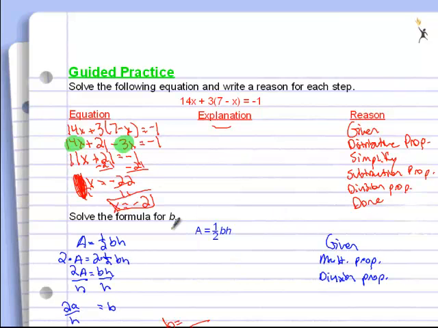Okay, hopefully you had enough time to solve this formula for the letter B. The first thing we did was write our formula, and that was given. The second thing we should have done was multiply both sides by 2 to get rid of this 1/2. Using the multiplication property, I can multiply both sides by 2 to make this 1/2 go away. What I'm left with is 2a equals bh.